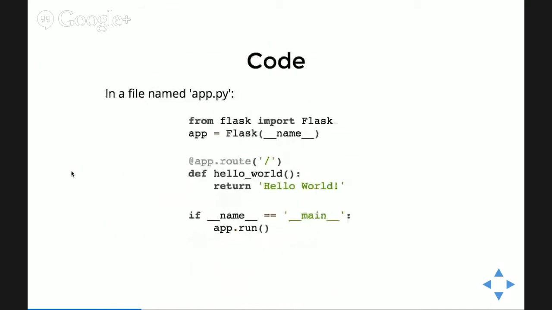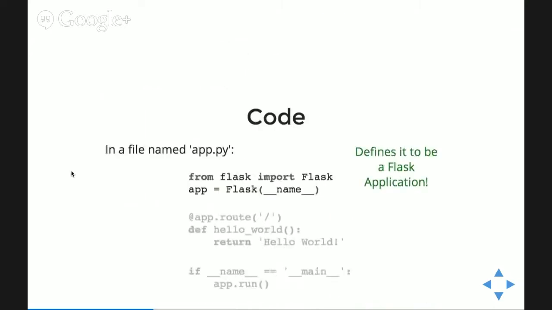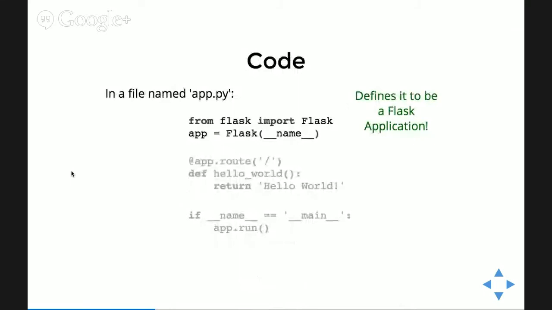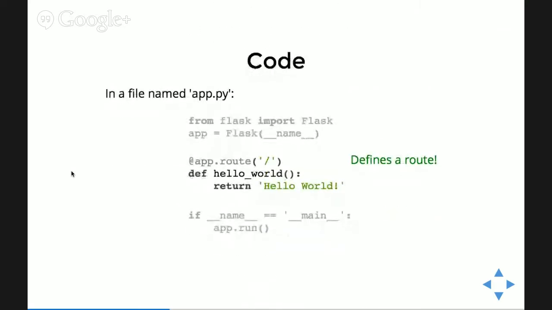So back to the code. There are 3 distinct sections to this file right now. There's the top part, which defines it to be a Flask web app. This is what allows all the Flask magic to be running, and lets it know to run on localhost port 5000 and stuff like that. The second part actually defines a route.